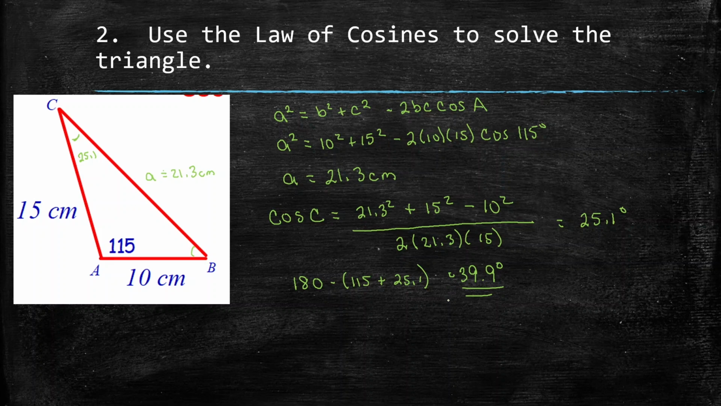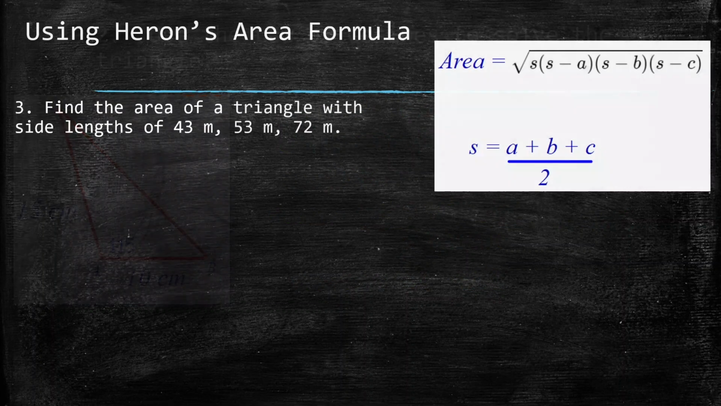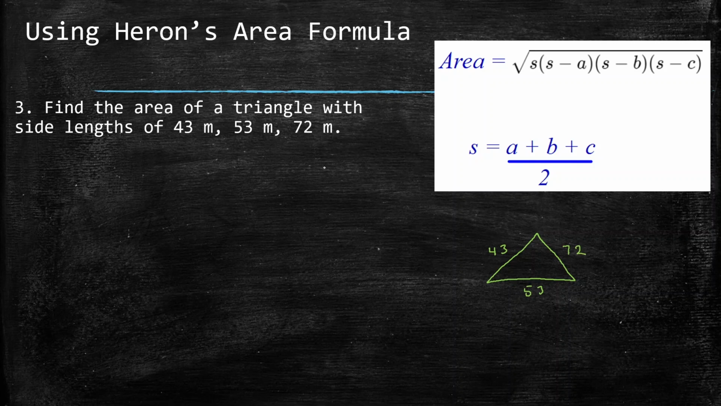Okay, let's try using Heron's formula to find the area of a triangle. Well, I didn't draw myself a triangle here, but I'm going to go ahead and throw it in. And I really don't need it for this anyway, because the formula just takes these three side lengths. So 43, 53, and 72. And so I start off by finding this value S, right? So this S equals all three sides added together and divided by 2.